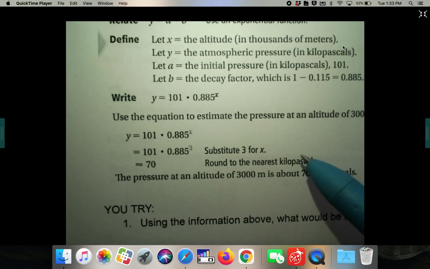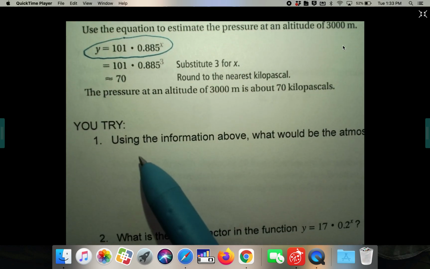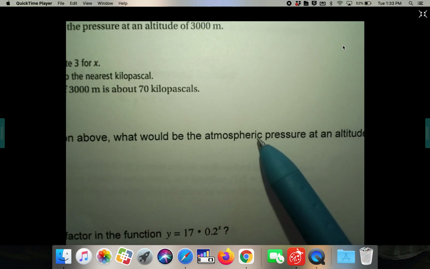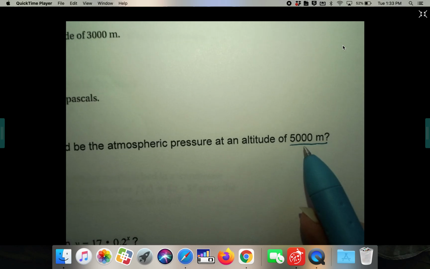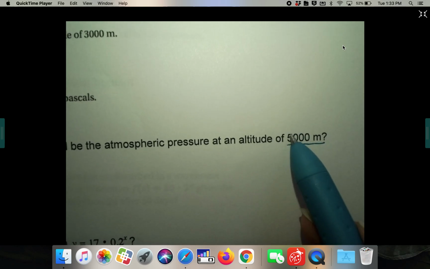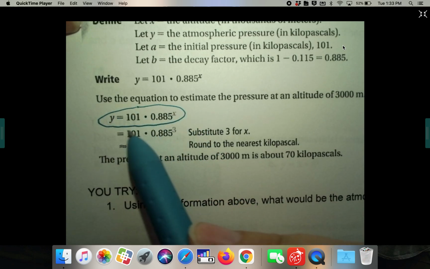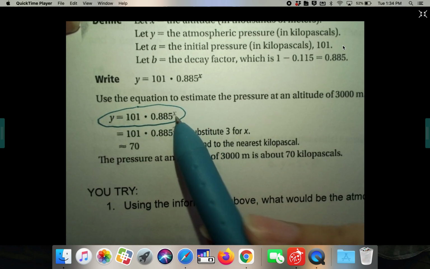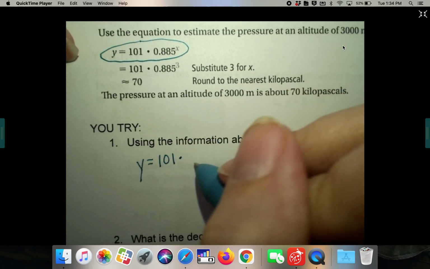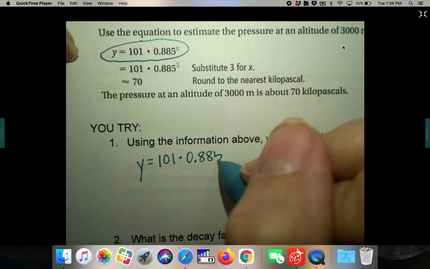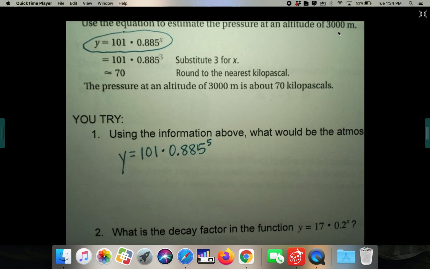Okay, we're going to use this same formula here. And now on the U-try, it says, using the information above, what would be the atmospheric pressure at an altitude of 5,000 meters? And again, we're not going to put in 5,000. We're going to measure it in thousands. So we're just going to plug in 5 instead of our 3 here. So let's write out this equation, and we're going to use 5 for our x this time. So we have y equals 101 times 0.885 raised to the 5th power, because we're now asking about 5,000 meters.